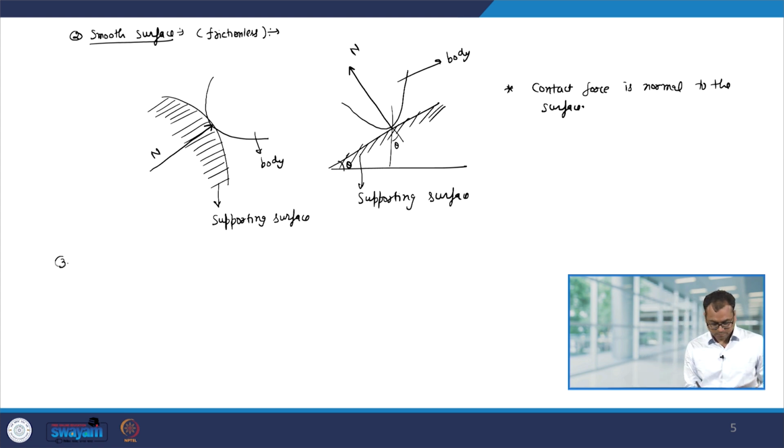Now, let us say the surface has friction.